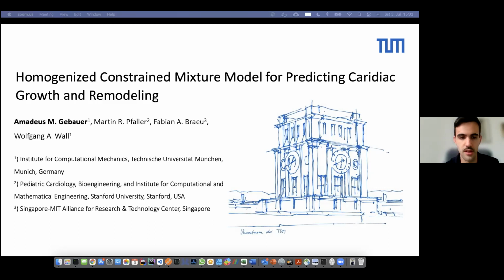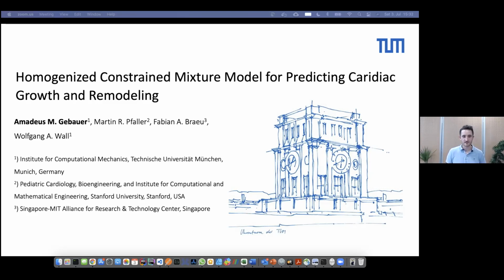Let me introduce Amadeus Gebauer from the Technische Universität München, who will give a talk about a homogenized constrained mixture model for predicting cardiac growth and remodeling. Please, Amadeus. Thank you for your kind introduction, and welcome to my talk about the homogenized constrained mixture model for predicting cardiac growth and remodeling.